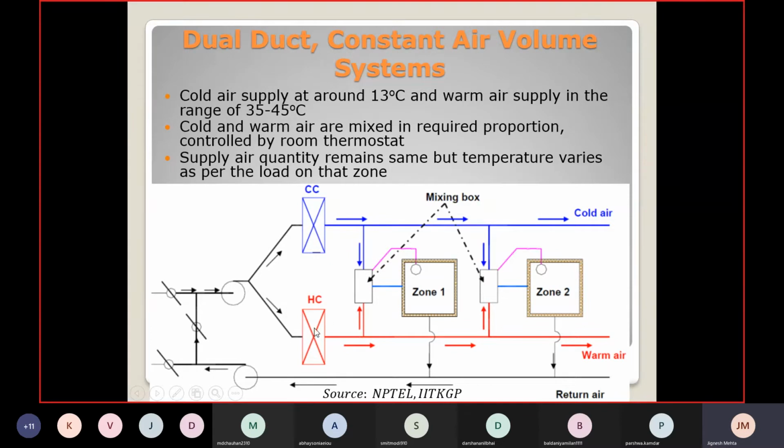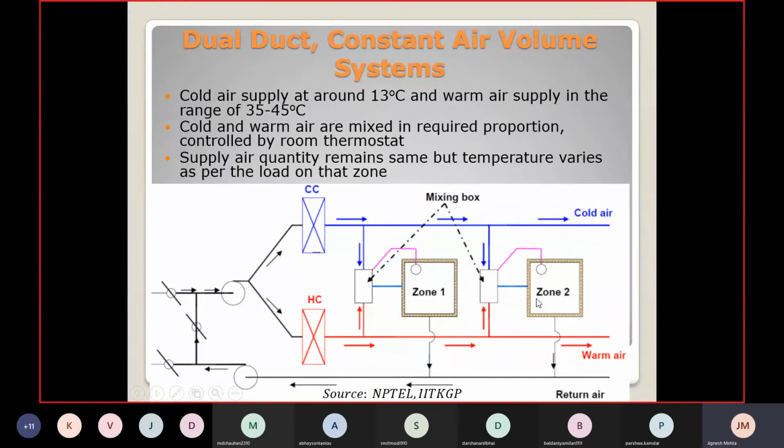Now it's not that only in winter this heating coil will be used and it will heat the room. No, even in summer you will still have some warm air. Now what is done is, for example, in summer the zone 1 at a particular point of time has very high heat load. So in that case, what you may do is you supply only cold air.